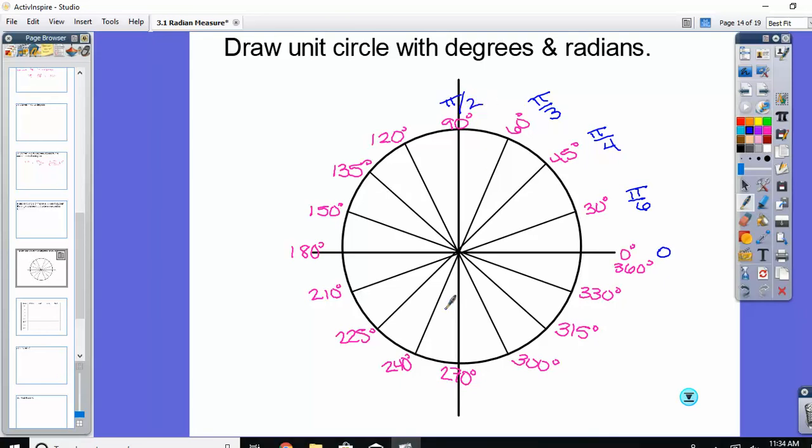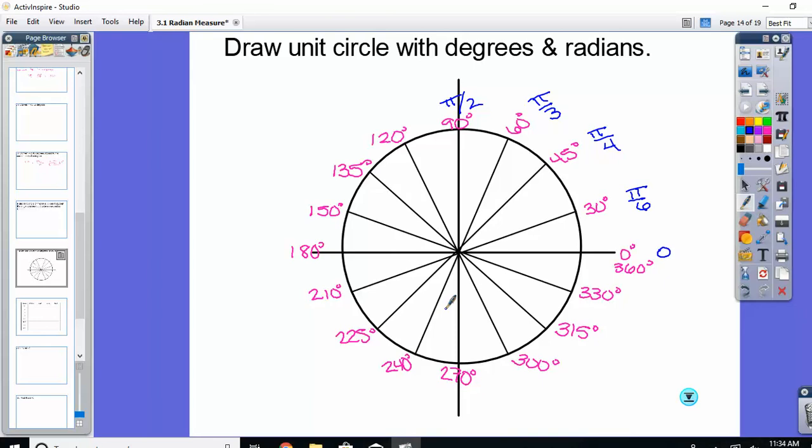Okay, let's just stop a second. In this first quadrant, what do you notice about all of these? Do they have anything in common? Pi over 6, pi over 4, pi over 3, pi over 2. Okay, it's all pi over a number. What's happening to those denominators as you go up? They're getting smaller. 6, 4, 3, 2. Okay.